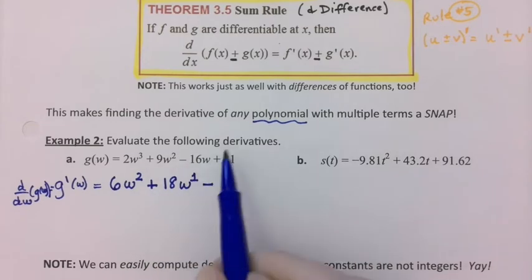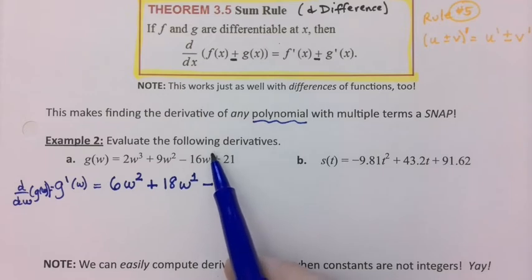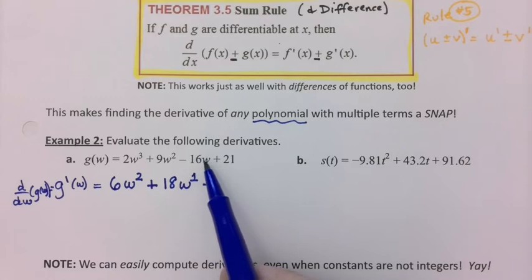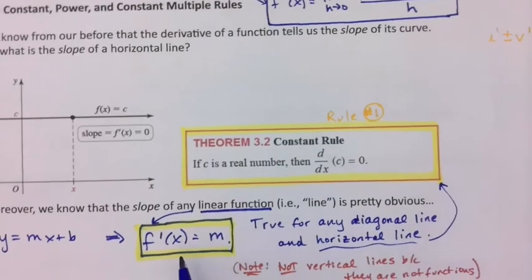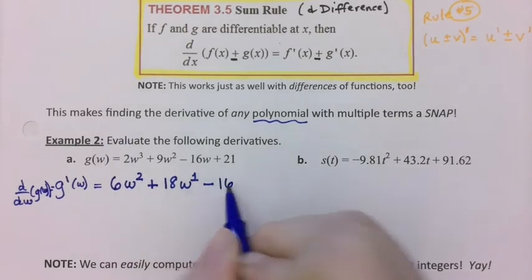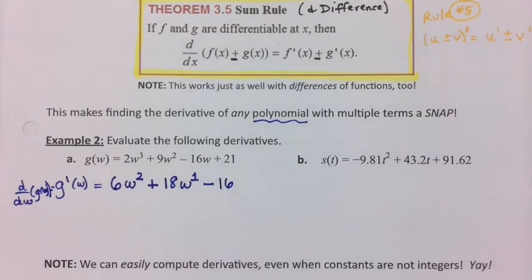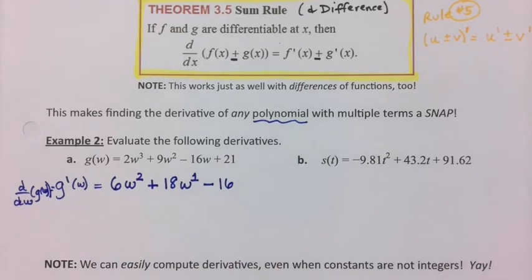Minus, okay, so this one you can think of a couple ways. 16w, this is w to the 1 power. They don't put it there, but it is. So if it's w to the 1 power, you could bring the 1 down, 16w to the 0. Or you could remember that the derivative of any line, linear term, is the slope. So if you have 16x, the derivative is 16. So it's either the linear rule, if you want to think of it that way, or the power rule. The linear rule is actually just a case of the power rule. The power rule is the more important thing. And the derivative of 21 is, of course, 0.